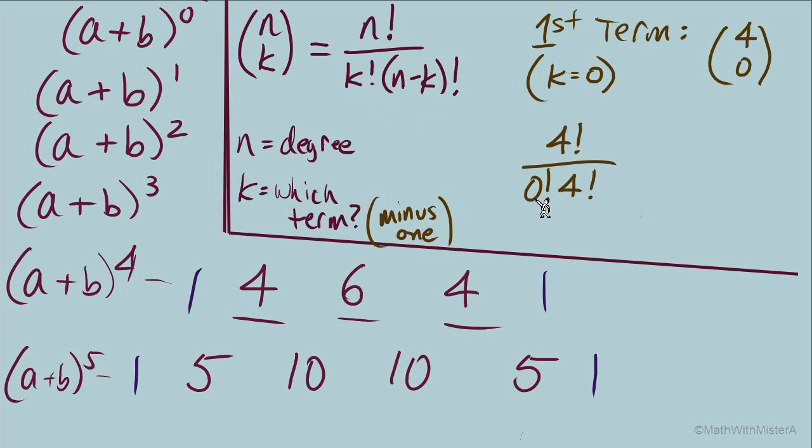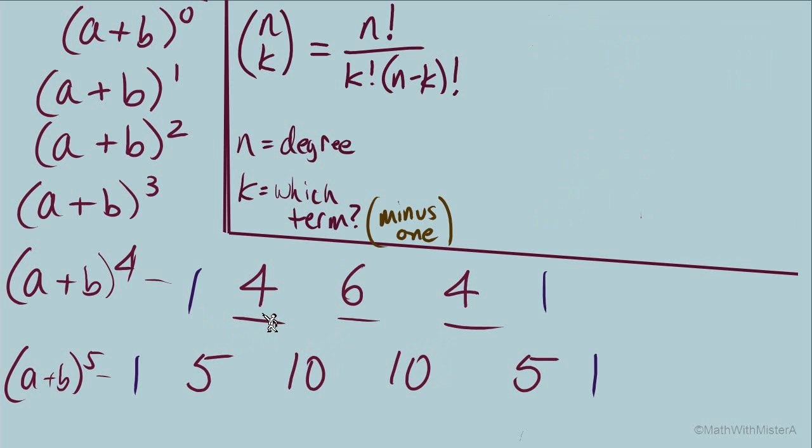Now 0 factorial, if you're thinking, how do we manage this? Shouldn't it equal 0? Well, 0 factorial has its own special definition as equaling a positive 1. So we're left with 4 factorial, that's 24, over 1 times 24, basically 24 over 24, a fraction that equals 1. So there's our coefficient 1, which we were expecting to see.